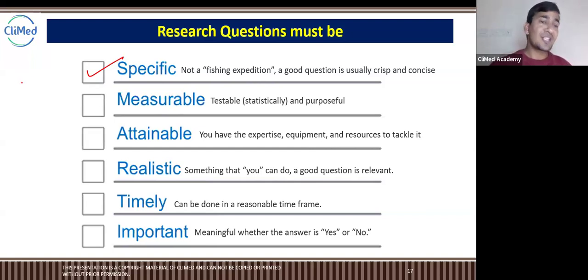Okay, simple. Let's take any disease. Let me take diabetes itself. A student of mine comes to me and says, sir, I want to do research in diabetes mellitus. Is this a specific question? Not at all. Guys, focus. This is not at all specific. What do you want to do in diabetes?